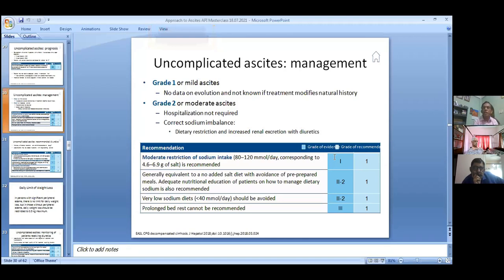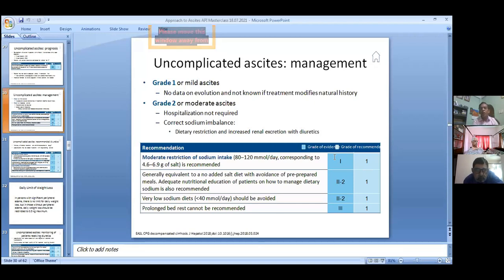You have to correct the sodium imbalance. The most important step is dietary restriction of sodium, which is the mainstay of therapy, followed by diuretic therapy. A moderate restriction of sodium intake, about 80 to 120 millimole per day, corresponding to about 4.6 to 6.9 gram of salt per day, is recommended.